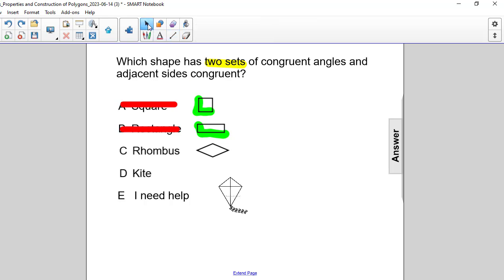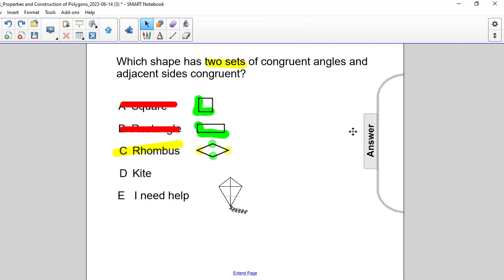Which takes me to the rhombus. Now, a rhombus does have adjacent sides that are congruent. As a matter of fact, in a rhombus, all four sides are congruent. So any two sides that are adjacent are congruent. As far as the angles go, here are two acute angles, and those are congruent. If I look at the top and the bottom, here are two obtuse angles. They have a different measurement, but they are congruent to each other. So the rhombus does have two sets of congruent angles, as well as having adjacent sides that are congruent. So the rhombus is the correct answer choice.